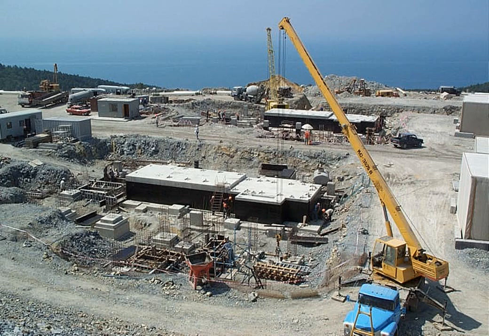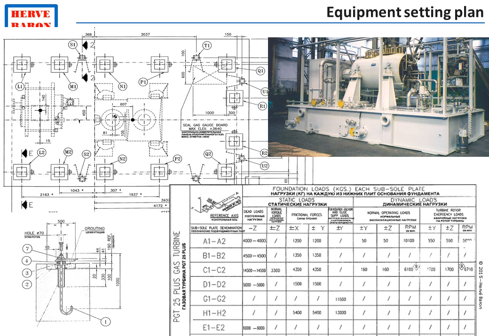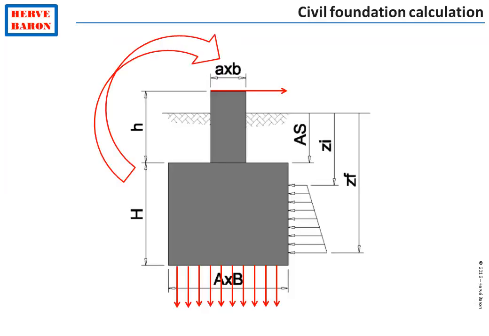This design requires information from equipment vendors. The required information is the equipment setting plan, which indicates the number and position of anchor bolts, as well as the load of the equipment on its foundations. The foundation size is determined in order not to exceed the maximum soil bearing pressure, and so that the equipment will not slide and will not turn over.